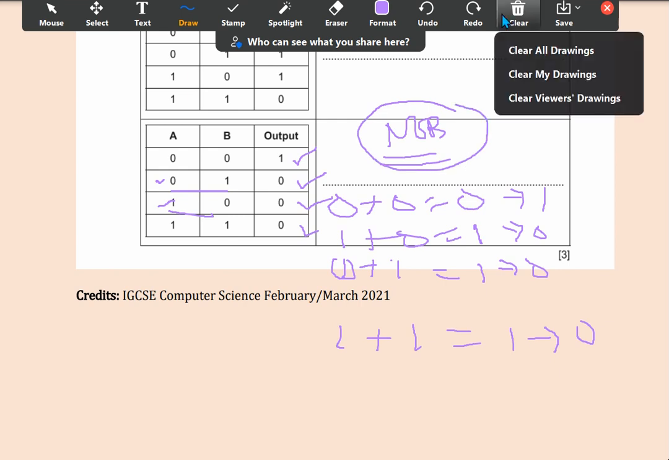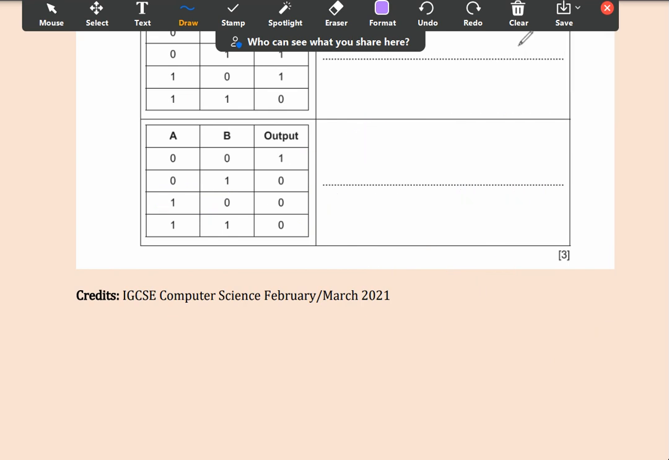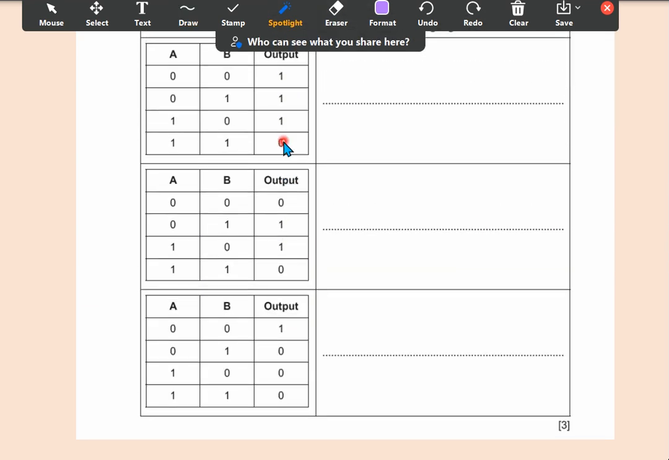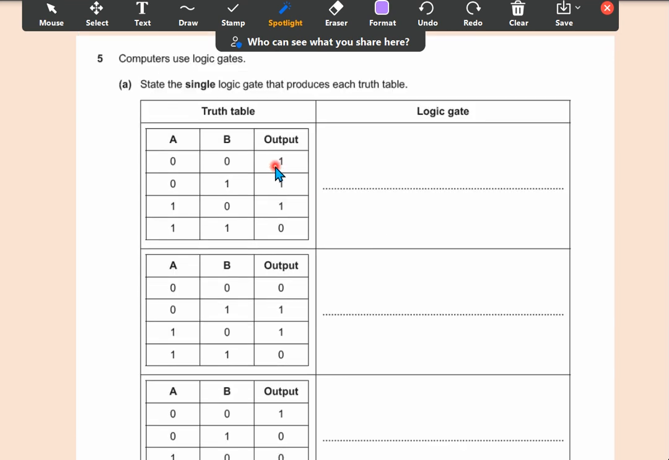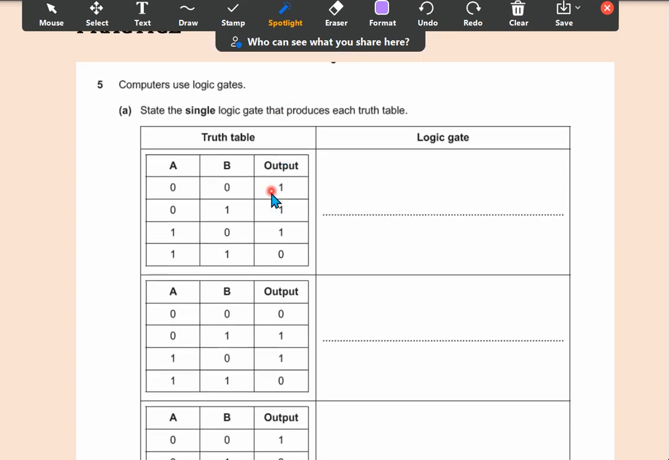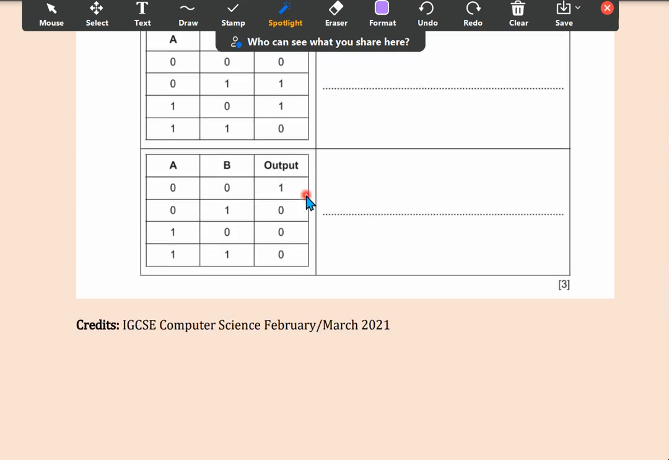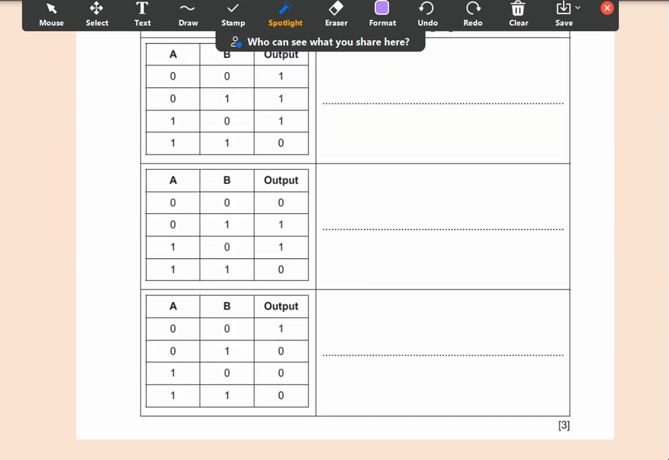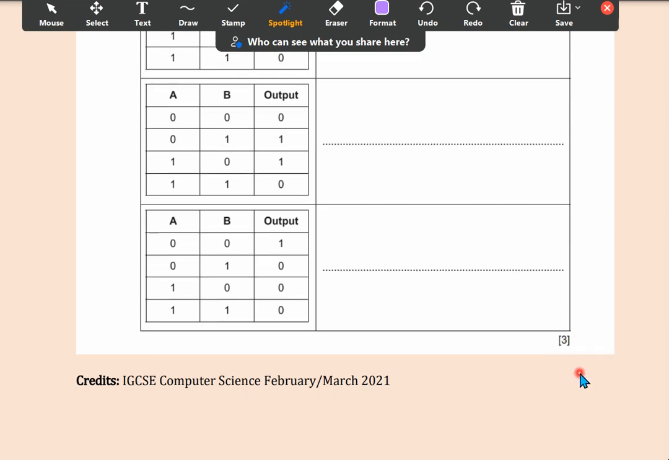Alright? So I hope this is clear and you understand how the logic gates work. Just simply try to test every gate to find out which gate is being used in a certain truth table. So with that, we're able to answer question number 5 of the IGCSE exam. Okay, and it contains 3 points or 3 marks.